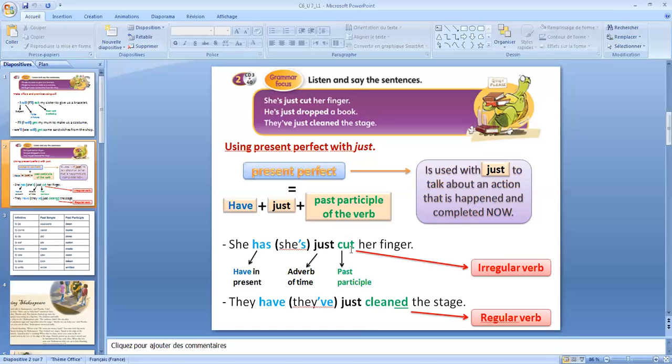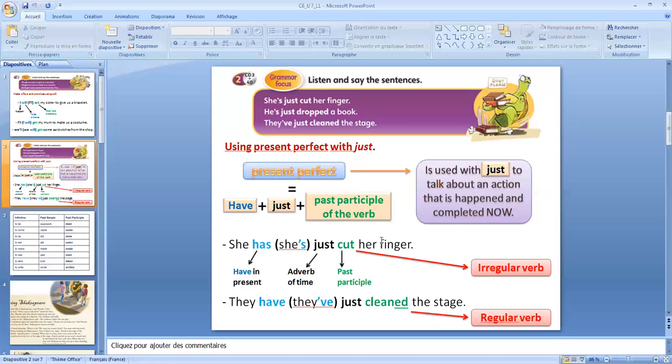The difference between these two sentences: the first one we have an irregular verb, cut. And this one is a regular verb, cleaned. Look at ed. So the past participle of regular verbs is the same as the simple past, all of them have ed at the end. But for irregular verbs, you can find it the same as the simple past, or you can find another form. So please, for irregular verbs, you have to learn them by heart.